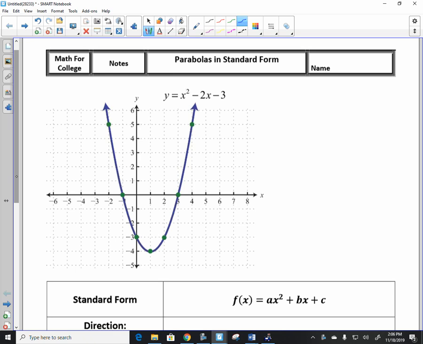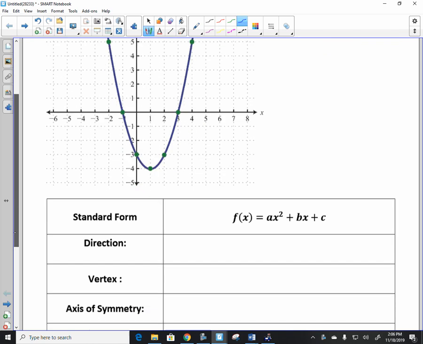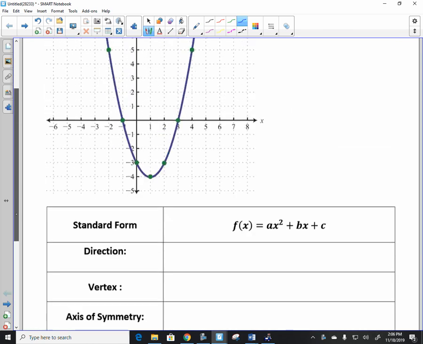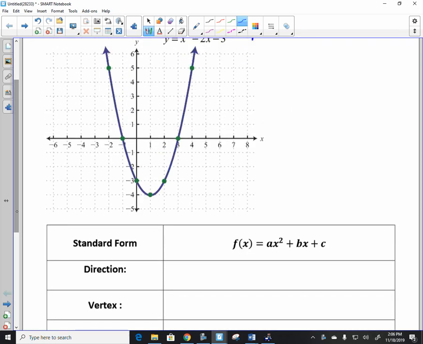Here we go. Parabolas in standard form. Standard form of a parabola is y is equal to ax squared plus bx plus c. The question is, what do we do with this? Well, first we look at the direction. Anybody know how we determine the direction of a parabola? If A is positive, it goes up. If A is negative, it goes down.